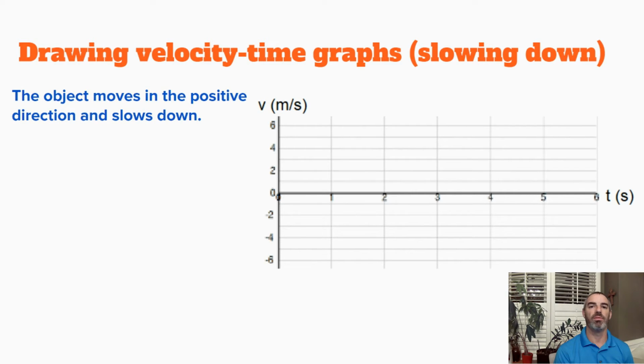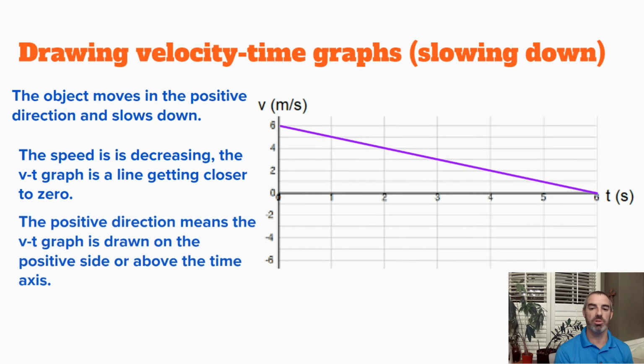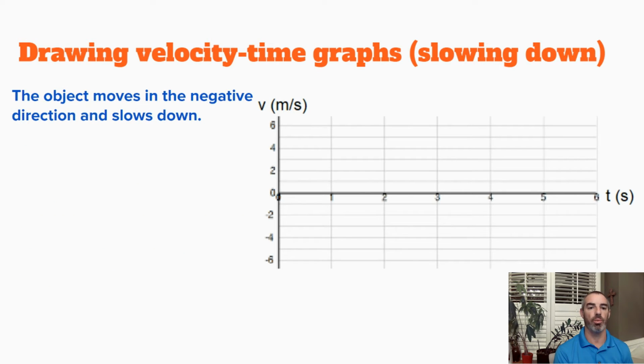So let's look at situations with the object slowing down. In this case, we're going to look at the velocity of an object moving in the positive direction and slowing down. So we're going to have this line where we have a velocity that is not 0 to begin with, and it decreases to 0 over time. Because the line gets closer and closer to 0, that shows that the speed is decreasing. So the line gets closer to 0 from 6 meters per second to 0 over that 6-second interval. And again, it shows that it's moving in the positive direction. Why? Because it's drawn above the time axis.